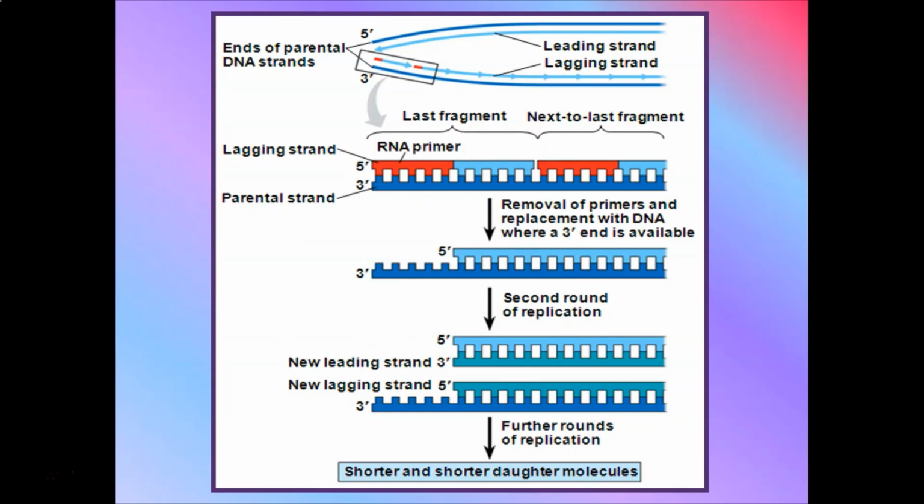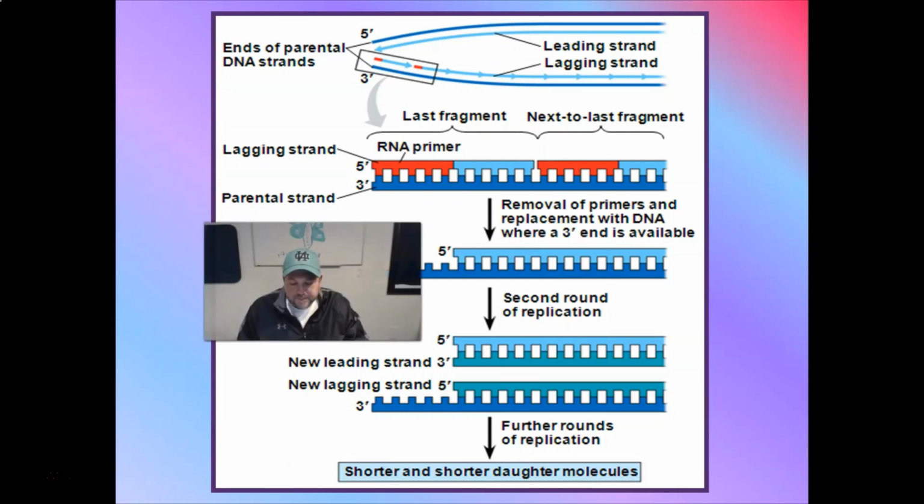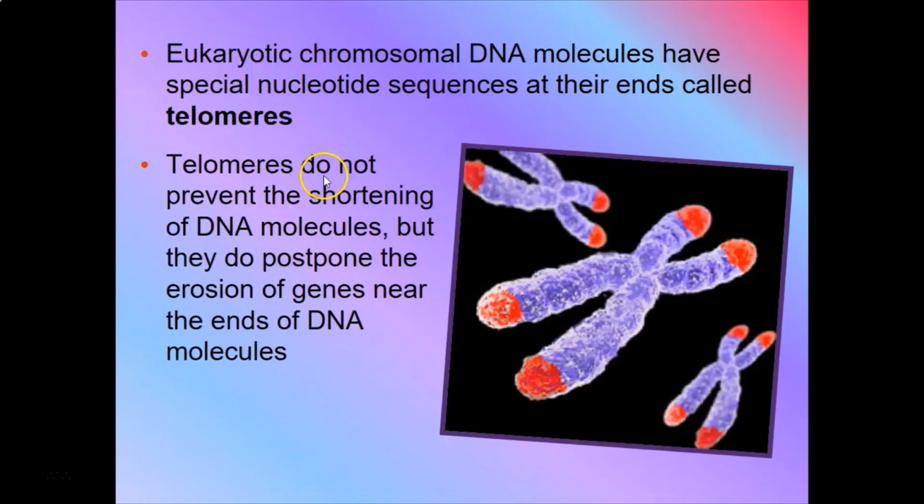That means every time we do S phase or replicate our DNA. And that's exactly what happens, right? But that's okay, because we're made to do that. The ends of our chromosomes are what we call telomeres, or telomeric DNA. So eukaryotic chromosomes have special nucleotide sequences at their end called telomeres.